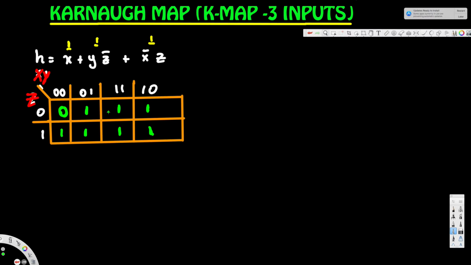For sum of product, we have to look at the positions where we have 1, and combine them in groups of 2, 4, 8, 16. 16 is better than 8, 8 is better than 4, 4 is better than 2, and if we can't make a 2 and the 1 is alone, we just take the 1 alone. Now let's look at the possibilities of getting 8. We don't have any possibility of getting 8 because we have a 0 there, but we have possibilities of getting 4s.